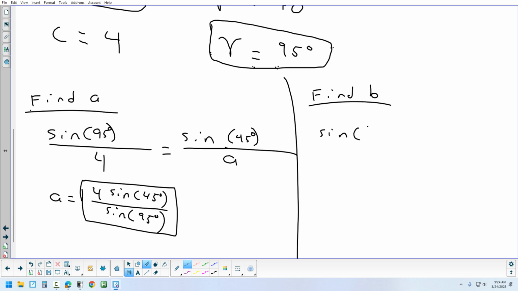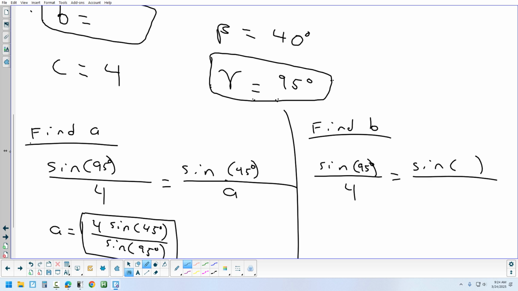Okay, so sine. There you go. And to find B, we're going to start out the same way we found A. Always go back to the row that was given. So sine 95 over 4. Now, can someone else tell me, if we're finding B, what's going to go on the right side? Yep. Sine 40 over B.